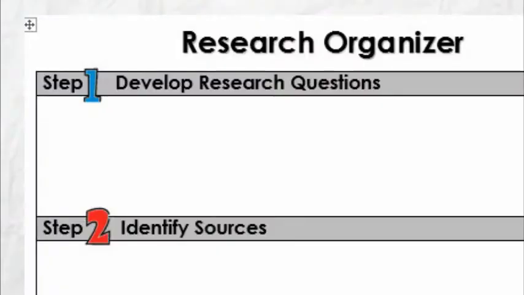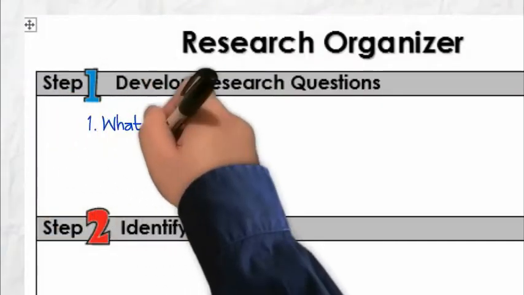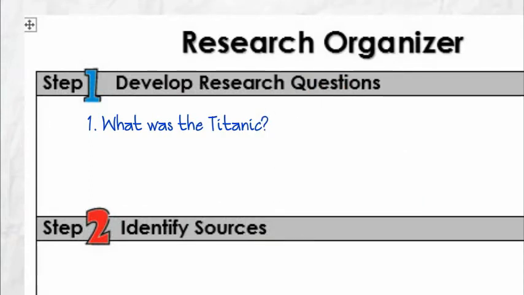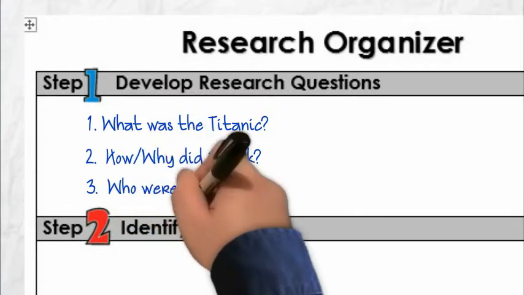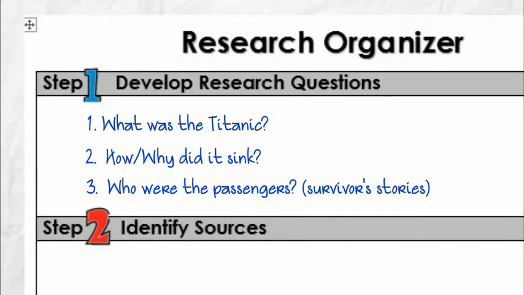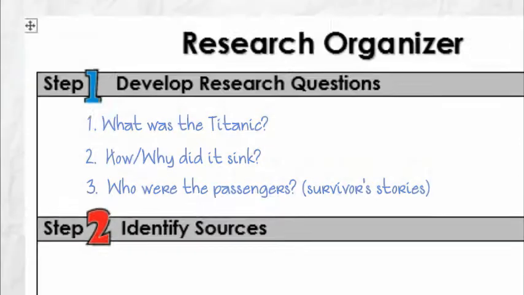My first question will be, what was the Titanic? My second question will be, how and why did it sink? And my third question will be, who were the passengers? And I'd like to get some survivors' stories in there. Even though the encyclopedia article didn't mention it, I think that'd be a really cool thing to add.